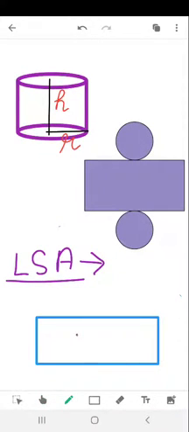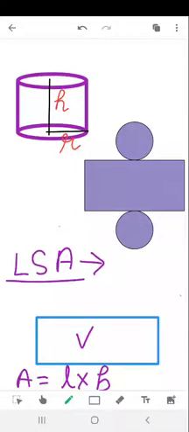To find the area of a rectangle, we must have length and breadth. Now, when I look at this figure, the height of the cylinder resembles the side here. If I cut it open, it will make a rectangle, and the height of this particular cylinder will be equal to the breadth of this rectangle. So breadth of this rectangle is equal to height of this cylinder.